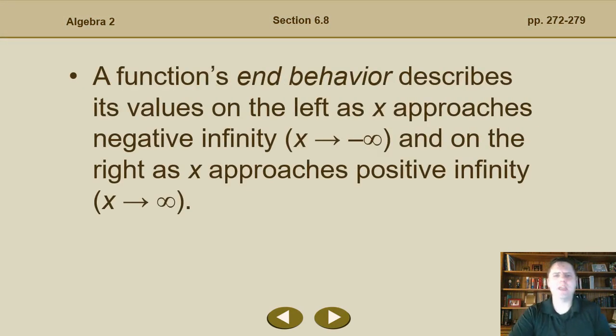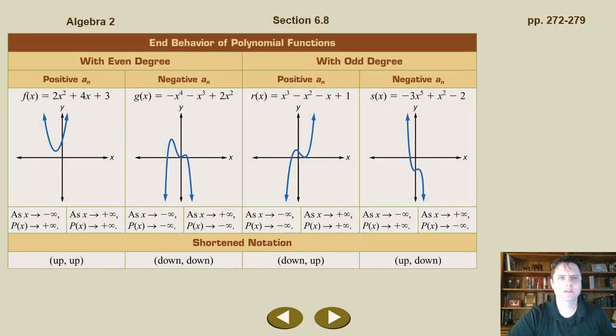All right, so a function's end behavior describes its values on the left as x approaches negative infinity, and on the right as x approaches positive infinity. Whenever we have even degrees, as x approaches negative infinity, the value of p of x approaches positive infinity. And as x approaches positive infinity, p of x also approaches positive infinity. It's going up either way.